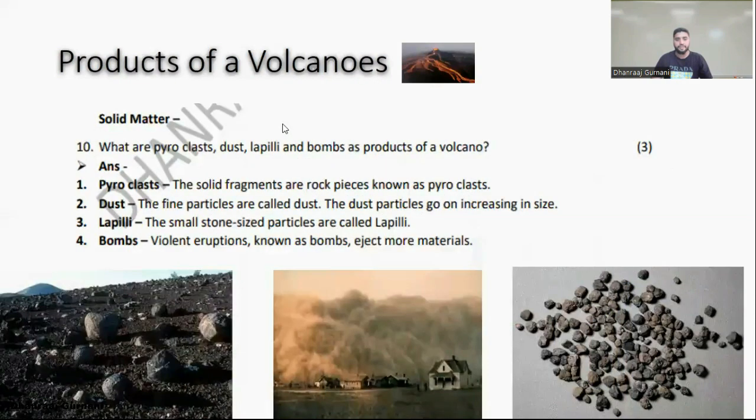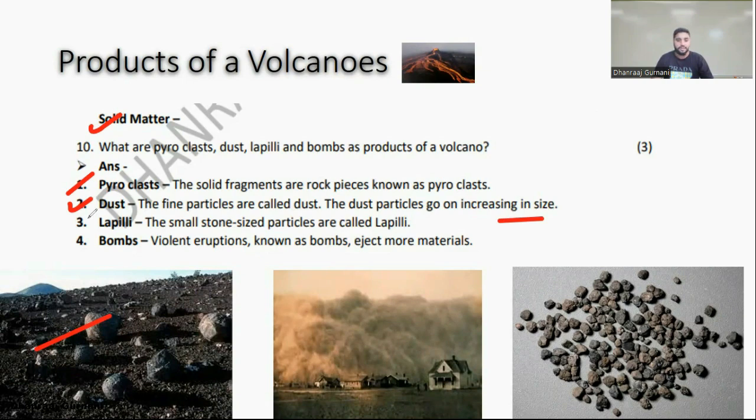Moving to solid matter, which is given out during a volcanic eruption, there are 4 of them. Number 1, pyroclasts. Here's an image of pyroclasts. They are solid fragments. The solid fragments are rock pieces known as pyroclasts. Second one, dust. The fine dust particles are called dust. The dust particles go on increasing in size.